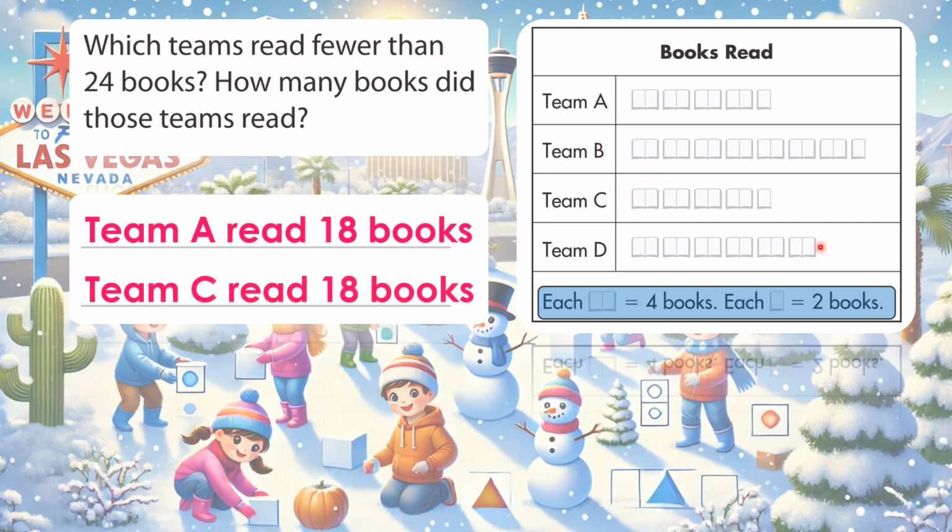Well, no, this one and this one both read more because 4, 8, 12, 16, 20, 24, 28, 30. So Team B read 30, 6 more than 24. And what about Team D? 4, 8, 12, 16, 20, 24. Oh, they read exactly 24. Okay, so only Team A and Team C read fewer than 24 books, and they both read 18. All right, let's get into what we're learning for today.